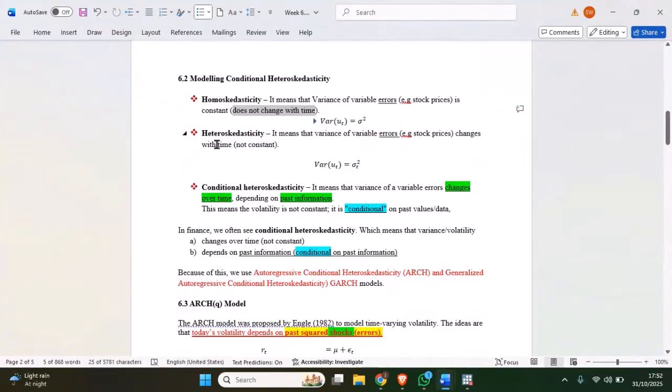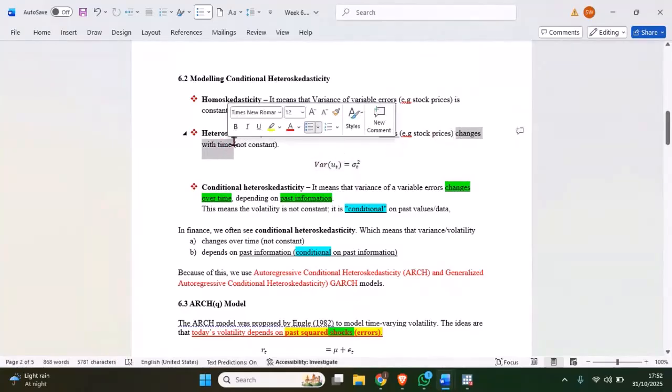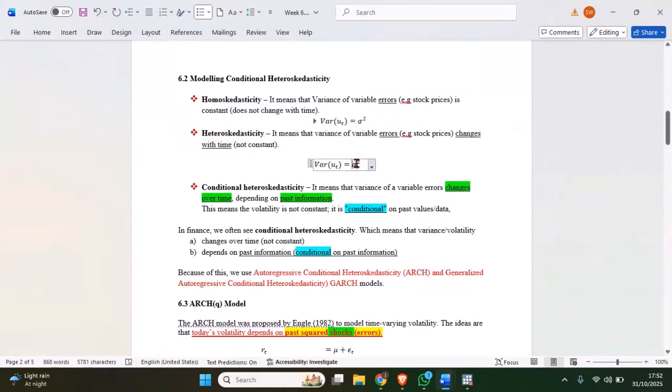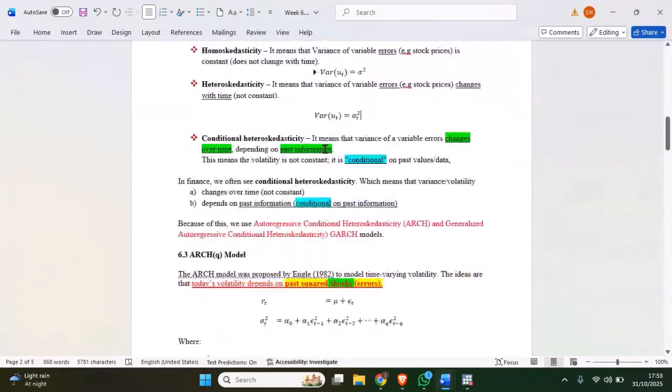So then we go to heteroskedasticity. It means that the variance of the errors changes over time. They are not constant. And this is the representation. It changes over time, and that is why we have this t here. If you check this one, you see this one has a t, meaning that it can depend on time, but this one does not have.